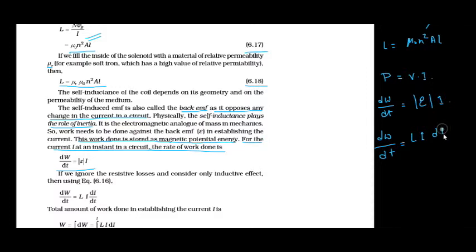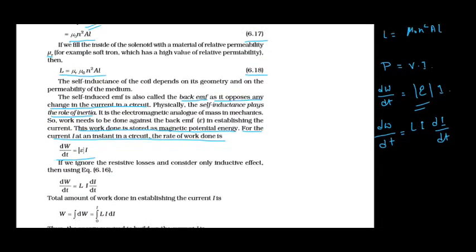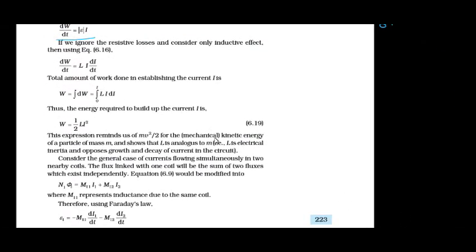So now dW by dt is equal to L i di by dt. From where did we get this value? We just put the value of E. That's it. And we got L i di by dt. So till here you are with me?